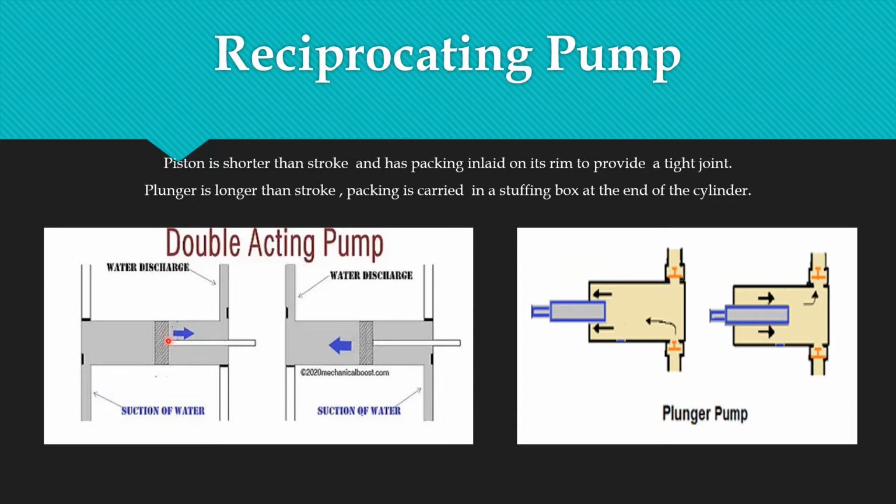You can see the piston is shorter than the stroke, and this is the plunger. It is longer than the stroke. This is a difference, in that packing is provided inside for the piston. Here, for the plunger, it is at the end of the stroke in the stuffing box. The cylinder packing will be here. This is the difference between plunger and piston. If the head is small, it is called a piston, and if the moving head is longer, it is called a plunger. This is the main difference between the piston pump and plunger pump.